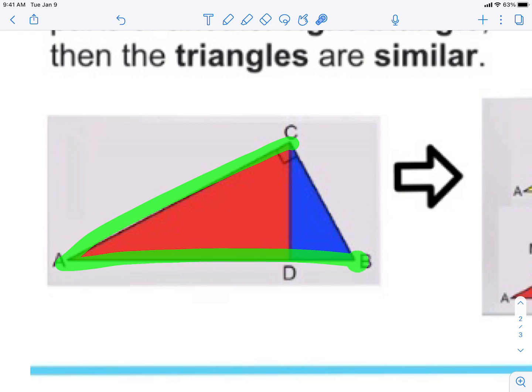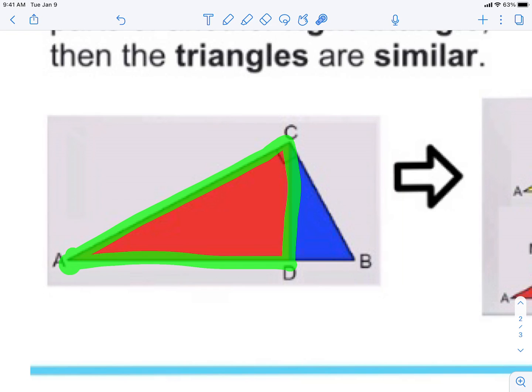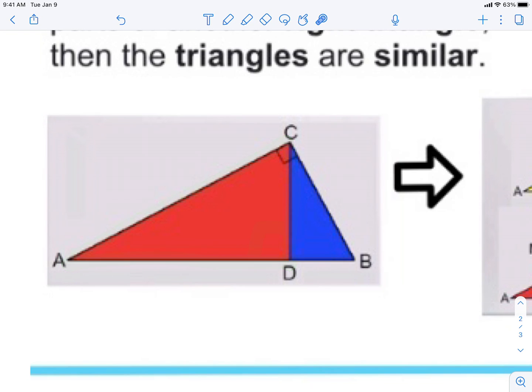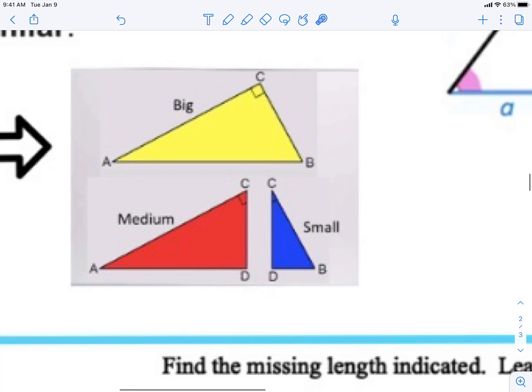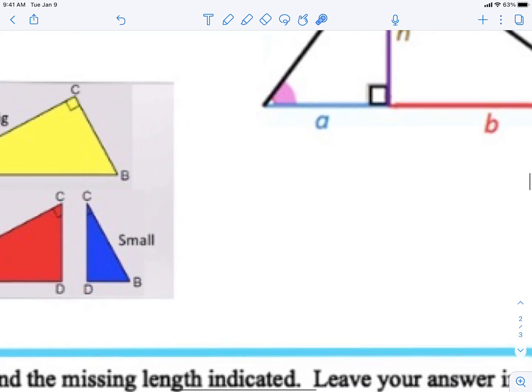The large is the original big triangle, which has 90 degrees right here. Then when you draw the altitude down, you create a medium-sized triangle, which has 90 degrees right here, and you create a small triangle, which forms 90 degrees right there. And this is what the three triangles look like: big, medium, and small. Well, it's a pain writing out and separating the big triangle, so we've come up with a shortcut for finding the missing parts of this triangle.